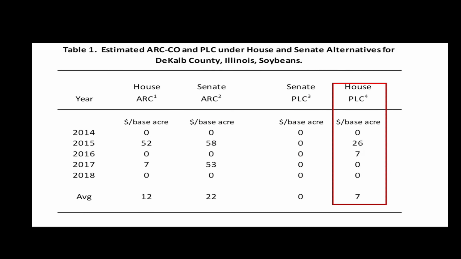House PLC would have made larger payments, $26 in 2015, $7 in 2016, total $7 over the life of the Farm Bill. That gives you a feel for the comparison between the House ARC County and PLC versions historically.